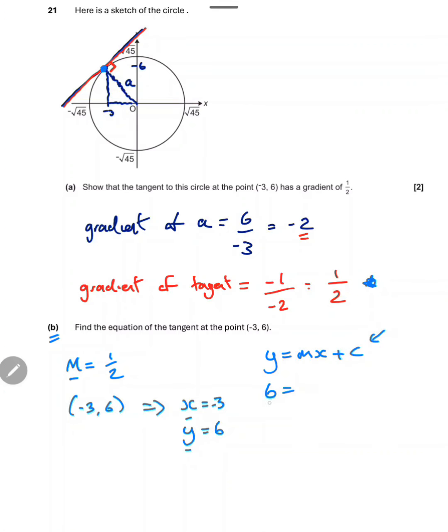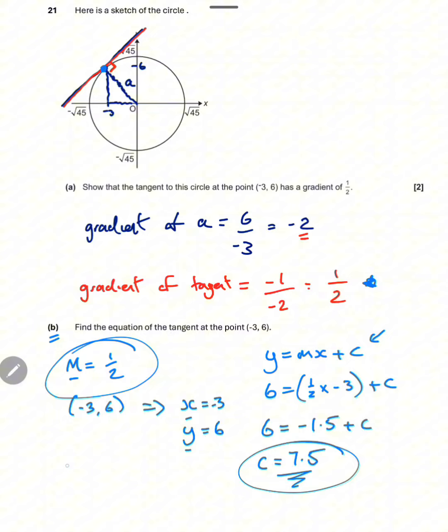Y equals 6. M is a half, so we're going to do a half times x, which is -3, plus c. We get 6 equals a half times -3 is, I'll leave it in decimals, -1.5 plus c. Add 1.5 to both sides, you get c is 7.5. So now we've got our m, we've got our c. Let's write the equation of the line. Y equals mx plus c.